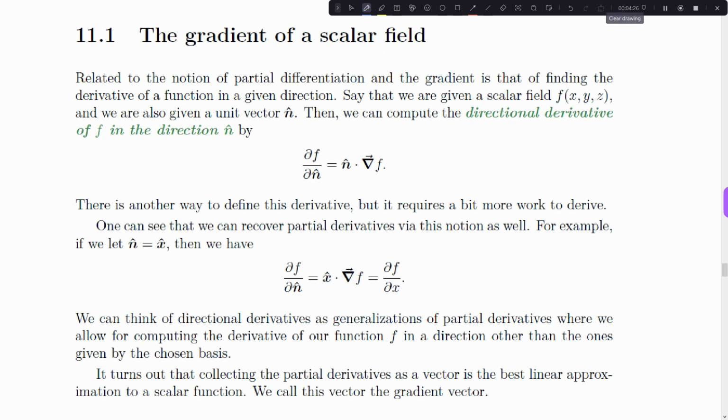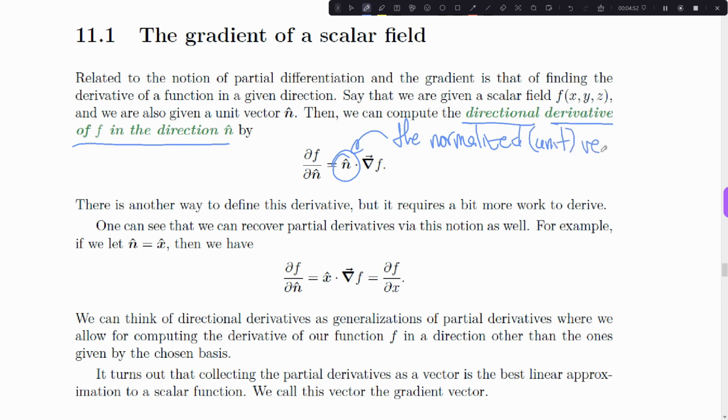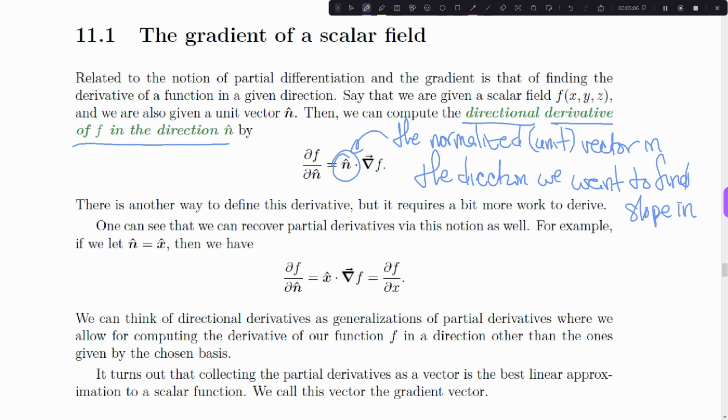All right, so here's our directional derivative, and we were actually calculating this before in the previous problem with the limit quotient. But in this case, we can actually calculate the directional derivative. Here, this is the normalized, okay, so that means it's the unit vector in the direction we want to find slope in. So the n is going to be the unit vector in which the direction we want to find slope in. And then we have this funky thing right here.